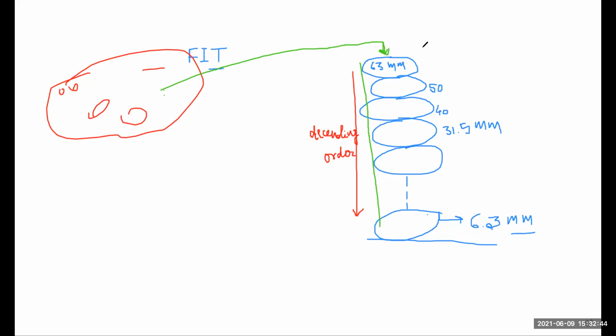Then you start shaking your sieve. Then you start checking your sieve.